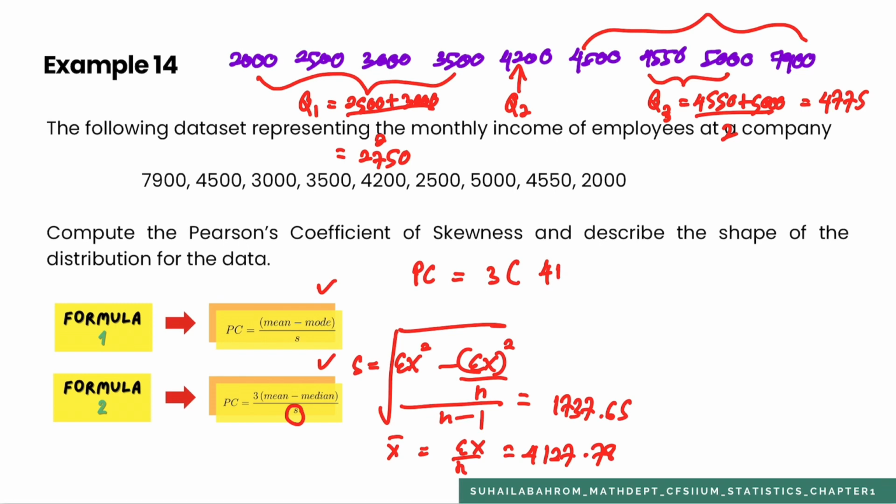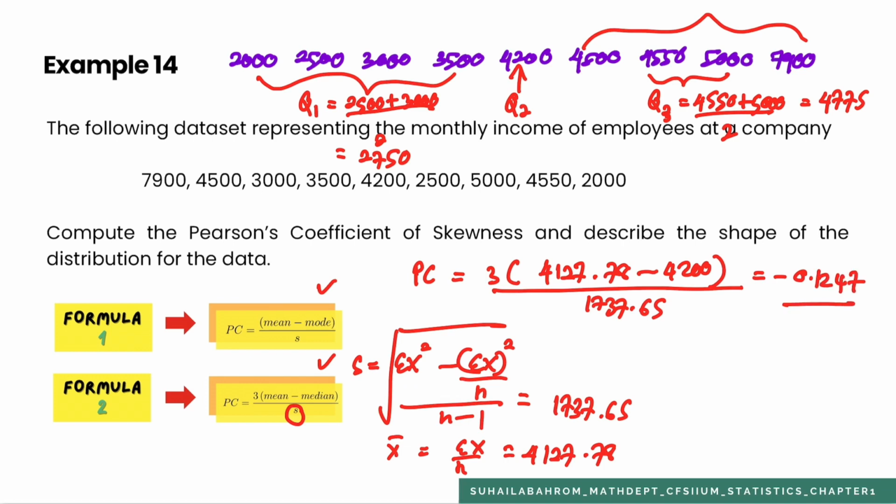Then we can plug in the formula. 4127.78 minus the median, which is our median value just now, 4,200, divided by the standard deviation 1737.65. So you will get the value of the Pearson coefficient, negative 0.1247. So you can take 4 decimal points for the final answer.